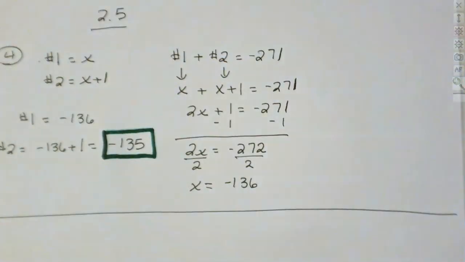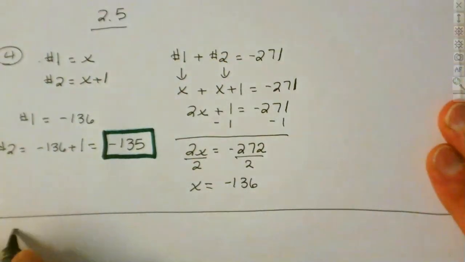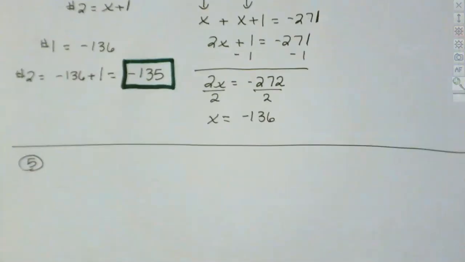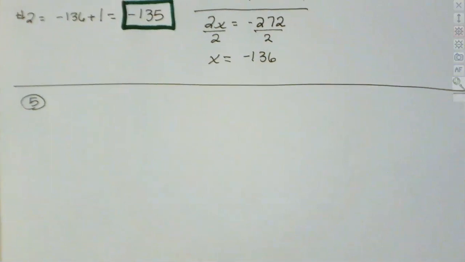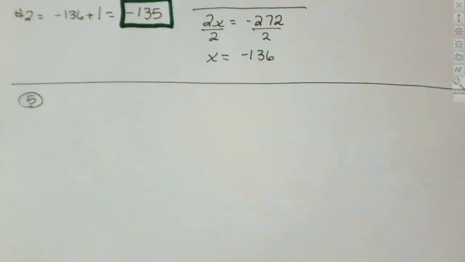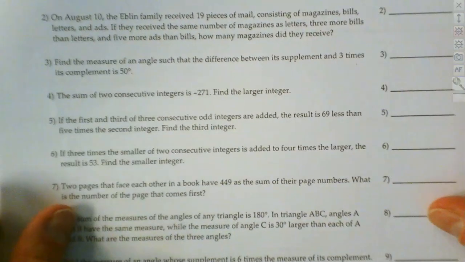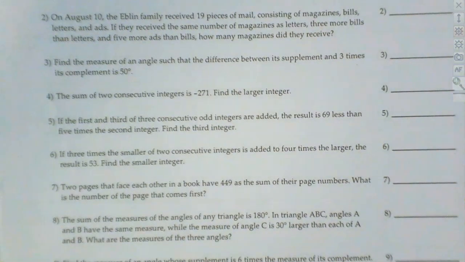Question 5. Same type of concept here. So for question 5, we first read it, take a moment to digest it, and then try to come up with our equation, then eventually solve it. So question 5, this one is a little bit more difficult.